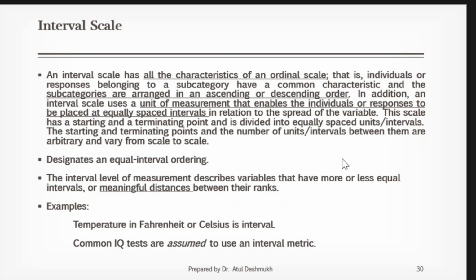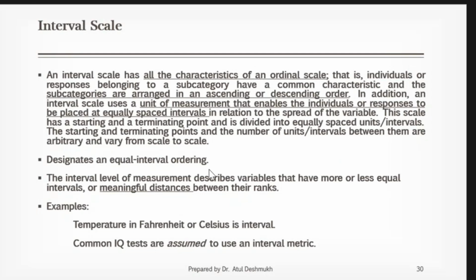In relation to the spread of variable. Suppose spread of variable is from 0 degree to 100 degree centigrade or 100 degree Fahrenheit. So intervals are equal, 0 to 1, 1 to 2, 2 to 3. All these intervals are of equal magnitude. The starting and terminating points and the number of unit intervals between them are arbitrary. So I explained you this. The starting point is arbitrary. All these points are arbitrary points, okay? And vary from scale to scale. So there is no possibility of any kind of mathematical calculation on these arbitrary or imaginary points, because it's imaginary. It is not actual. So these are just imaginary points.